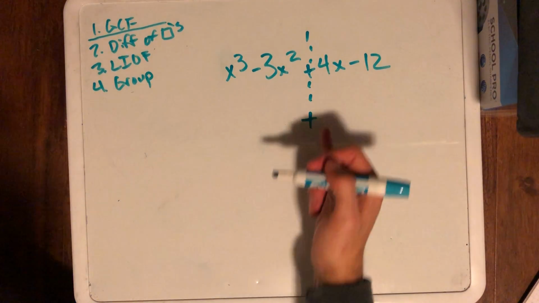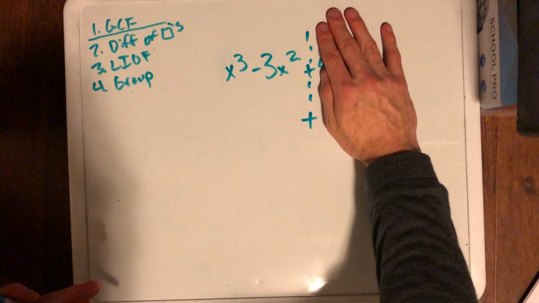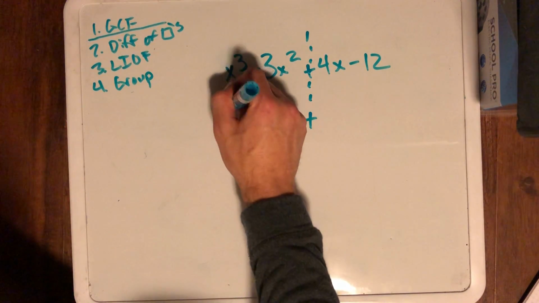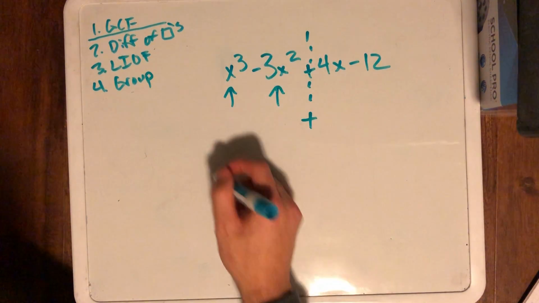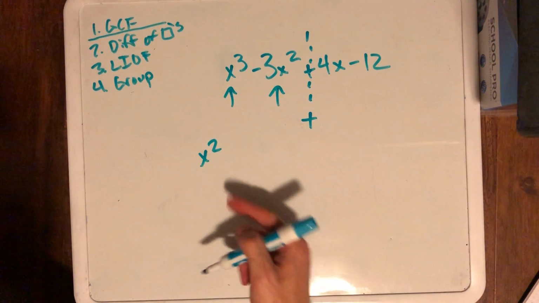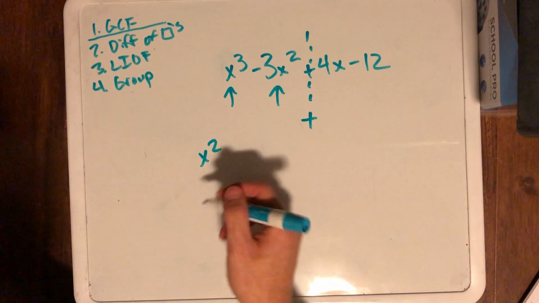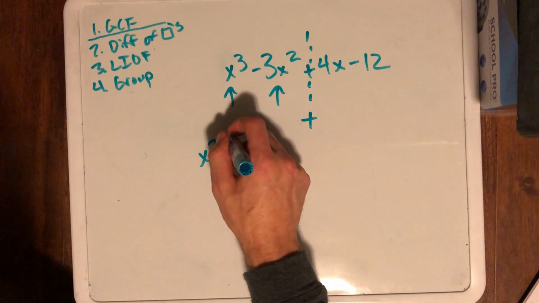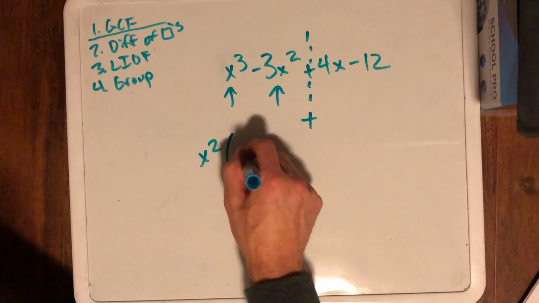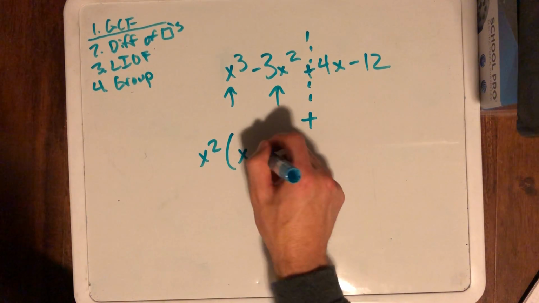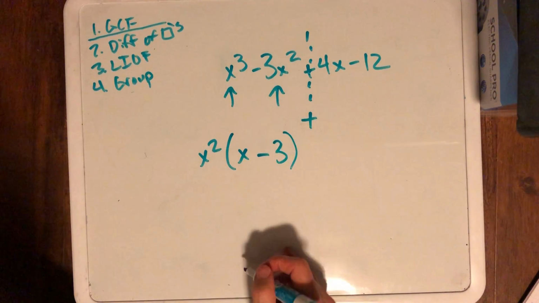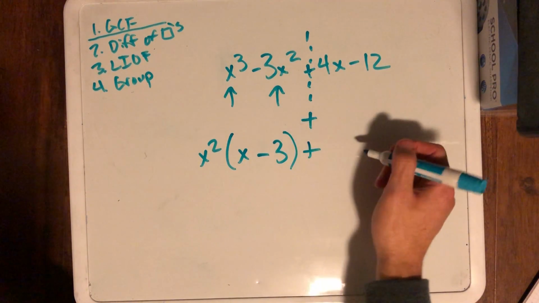So, just like last time, we divided this into 2 parts. We're going to look at these 2 terms and do a greatest common factor. I look at my x terms, and I see that I can pull out an x squared. Then I look at my coefficients, 1 and negative 3. They don't share a greatest common factor other than 1, which, like we said, pulling out a 1 doesn't help us. So x squared is all we can pull out. When we divide x cubed by x squared, we get an x. And when we divide negative 3x squared by x squared, we just get a negative 3. So now our plus sign drops down.